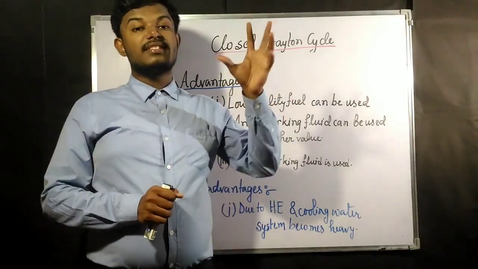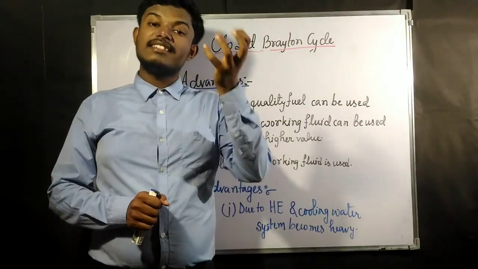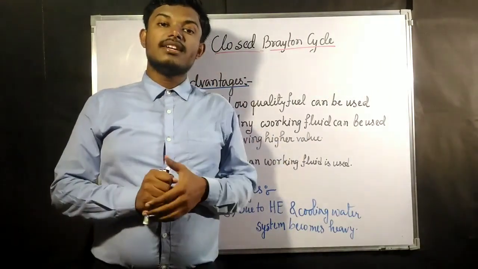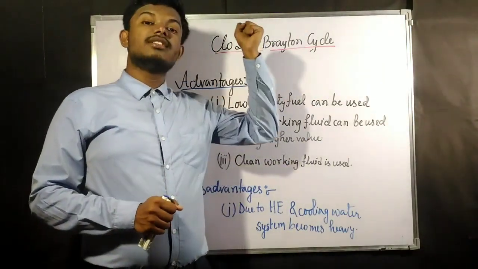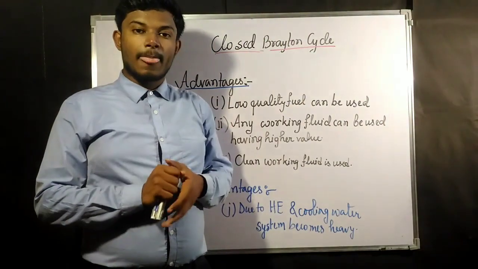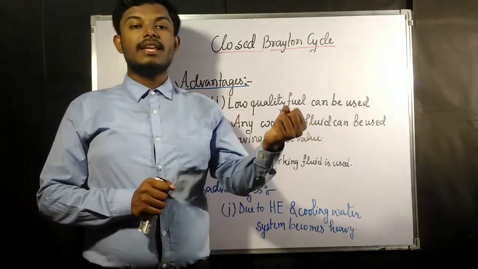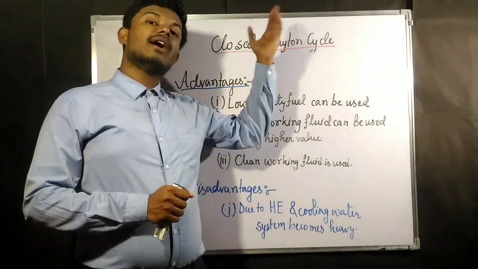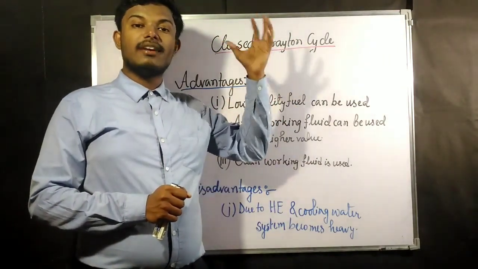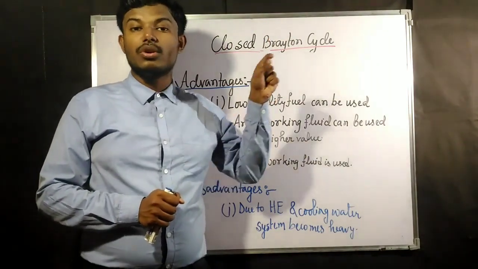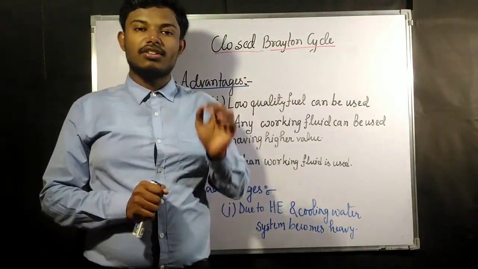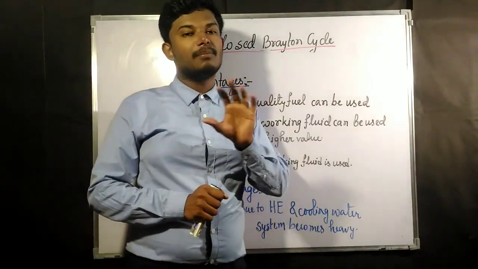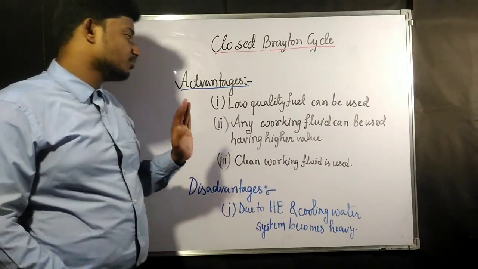Why? Because previously the combustion of fuel and air was inside the system, and those combustion particles used to go to the turbine. Now our combustion is going to be outside the system, and only heat is going to be exchanged in the system. As the fuel burns outside the cycle, the combustion products are not going to come into the turbine or any other parts of the system. That is the reason low quality fuel can be used. It is not going to hamper the compressor, turbine or whatever machine parts are used.